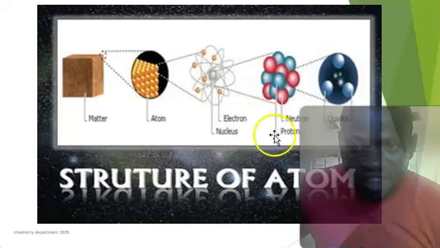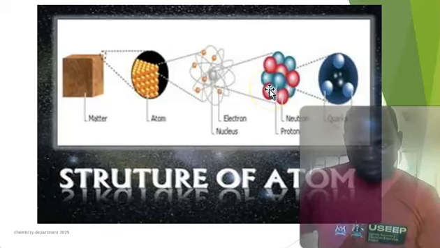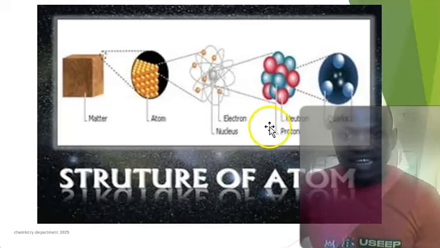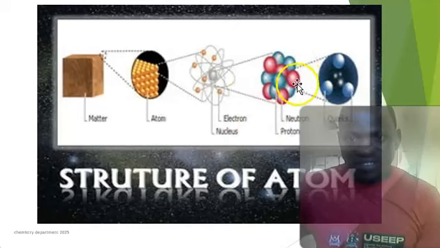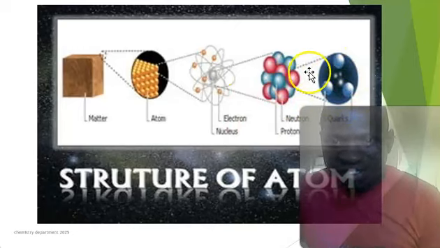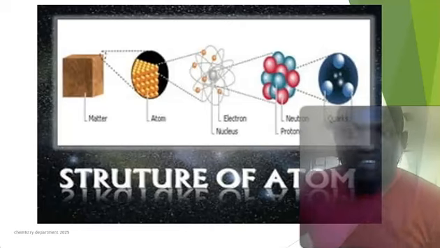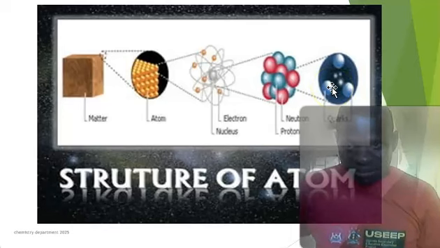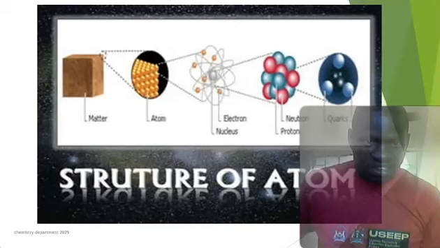Still, in the next figure, we are trying to enlarge the nucleus, and we see that it is composed of neutrons and protons. If you pick further, you can still view the exact connection between the protons and neutrons. So that's just the general structure of the atom.